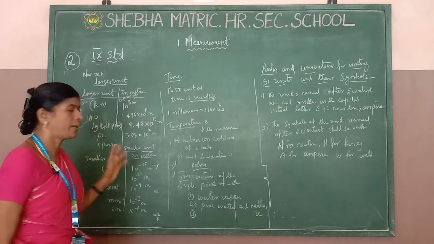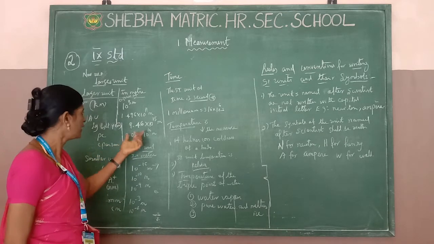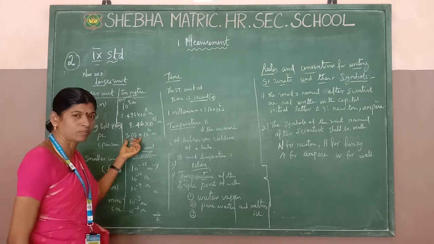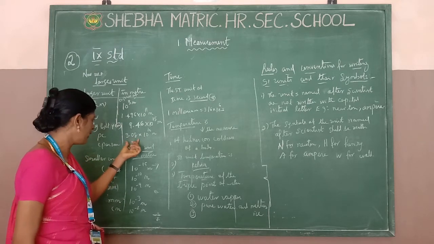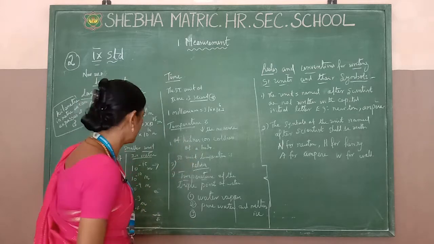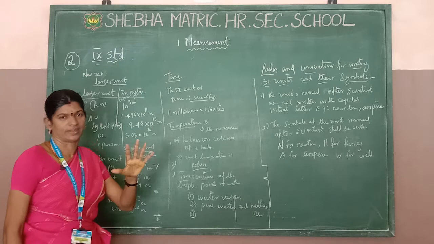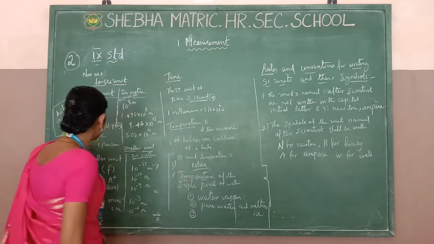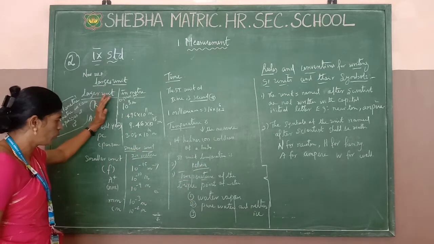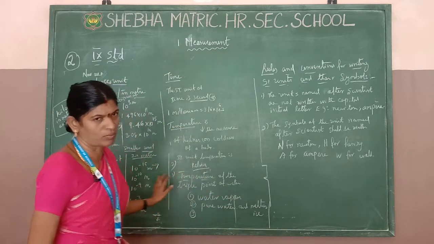Okay. Next, PC. PC means parsec. How is the parsec unit expressed in meters? 3.08 into 10 power of 16 meter. It's clear. So these are called the larger units. Understand? Next, smaller units. There are two types of units, one is larger and another one is smaller.